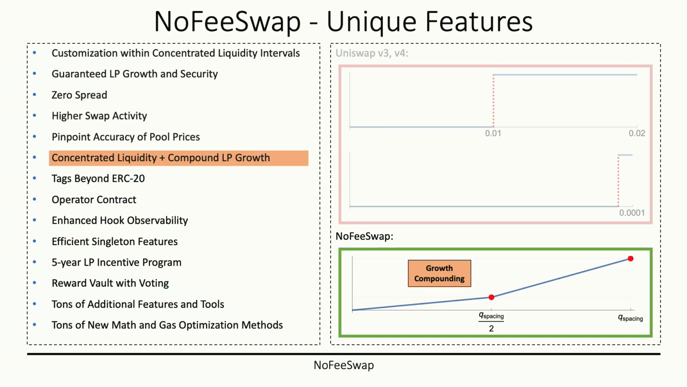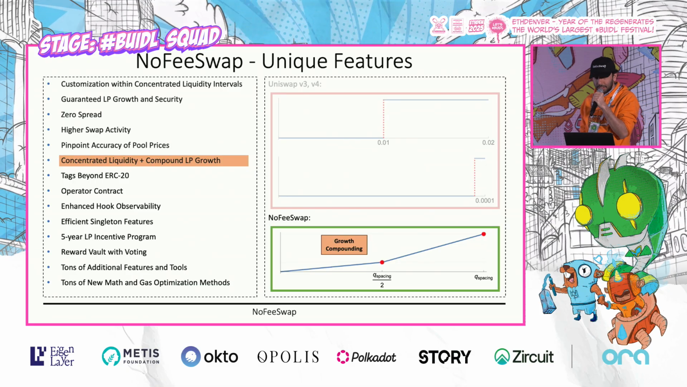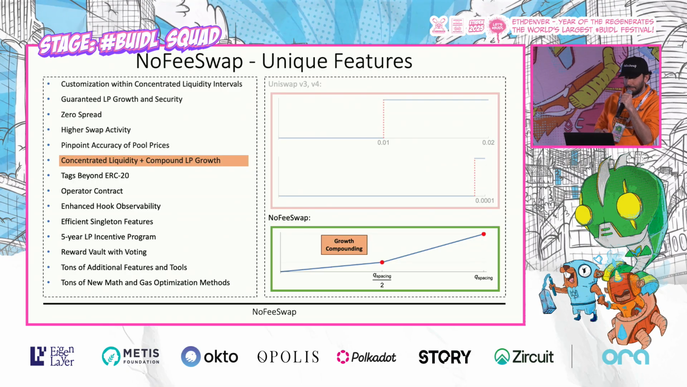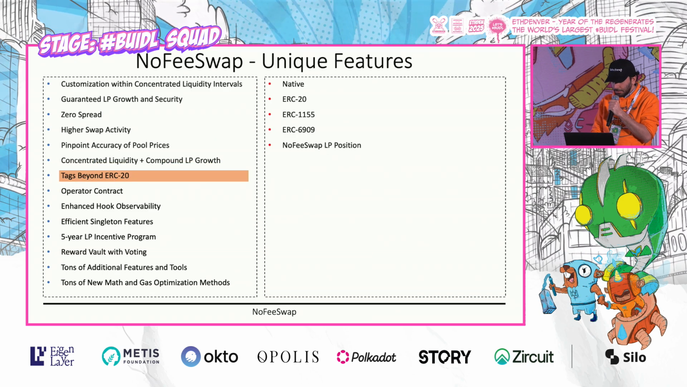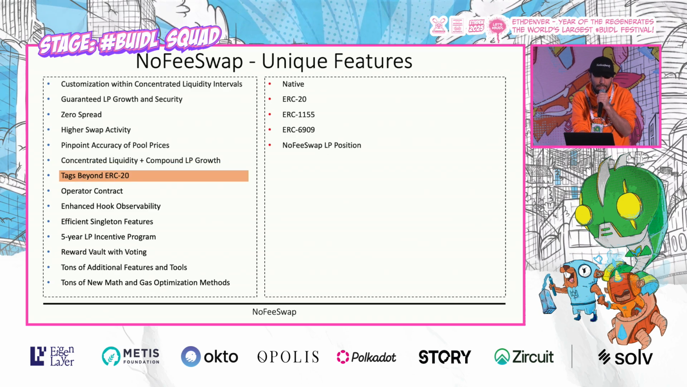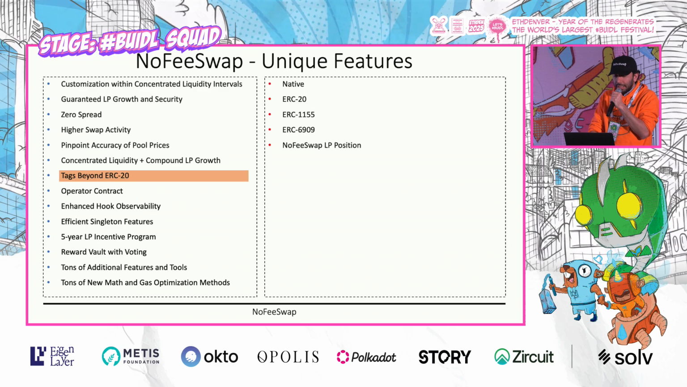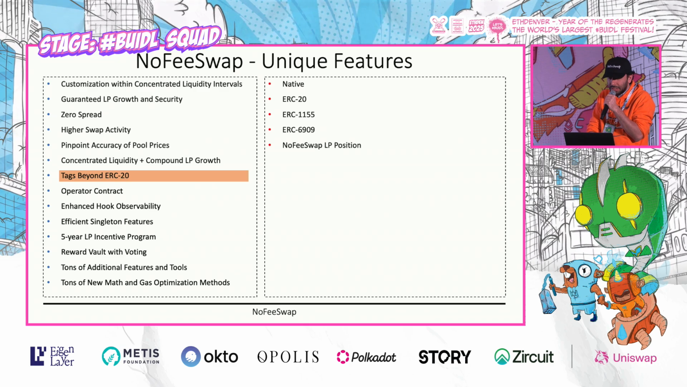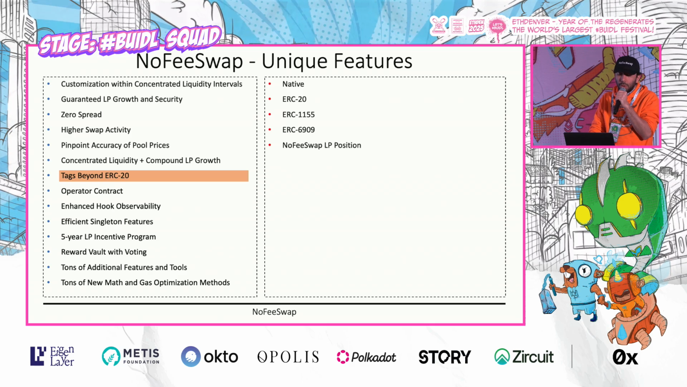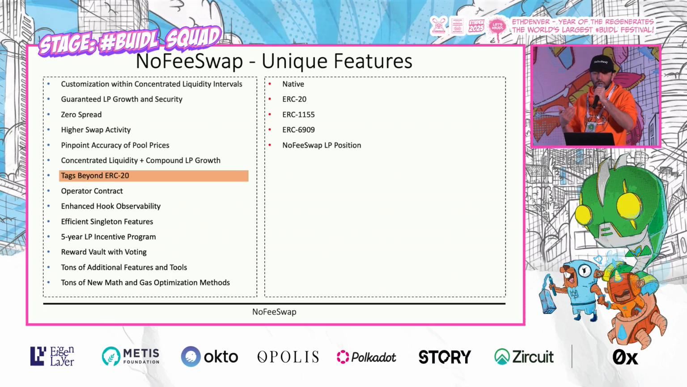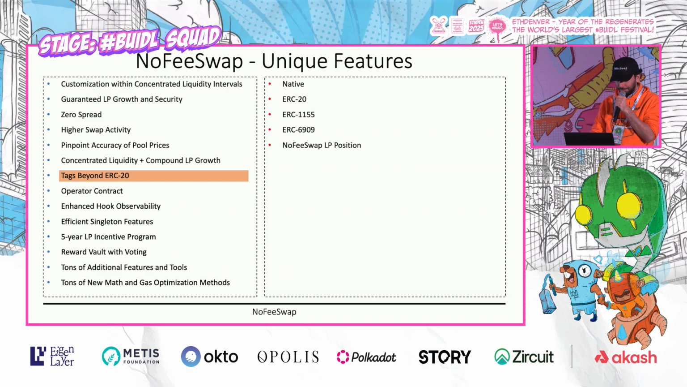Another major drawback up there is the absence of compounding. The collected fees are not added back to the liquidity pool, but NoFeeSwap offers compound growth for liquidity providers. Another feature is that trades are not limited to native and ERC20 tokens. You can even swap multi-tokens. One cool thing is that you can trade NoFeeSwap liquidity positions as well.